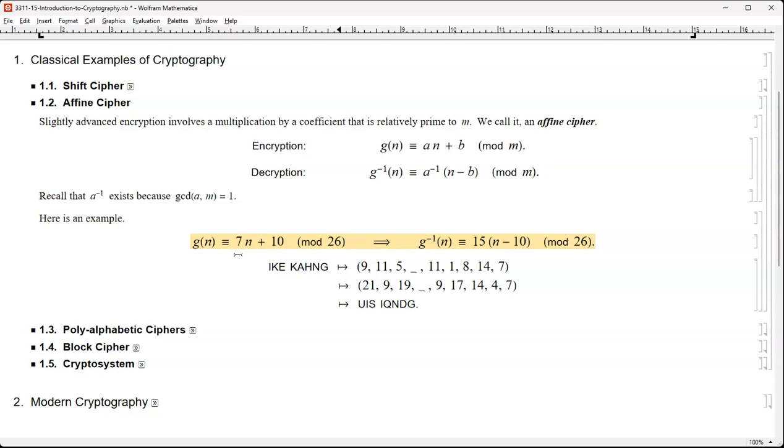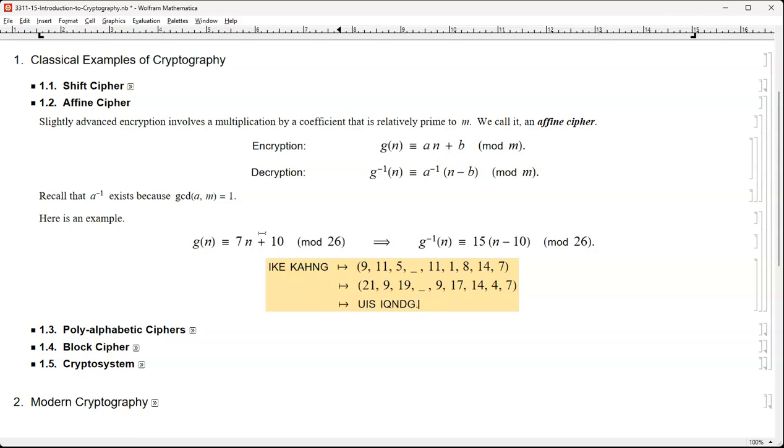Okay, let's apply this map. 7 times 9 plus 10, so 7 times 9 is 63, plus 10 is 73. That turns out to be 21 plus 26, and so on and so forth. And then rewrite these digit strings into letters, then you get this UIS, and then there was a space there, keep the space, and so on and so forth. We get a little bit more complicated system here, and then we have 2 keys.